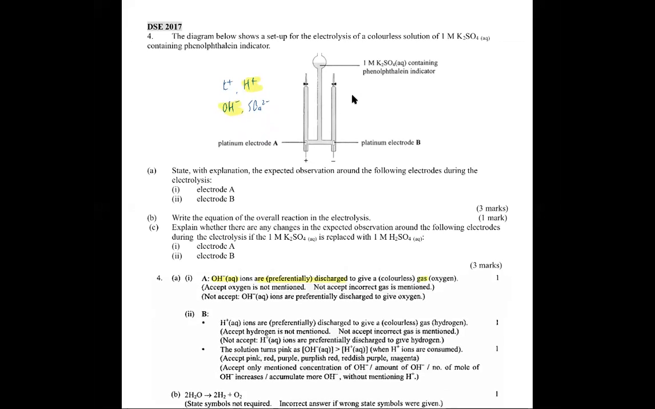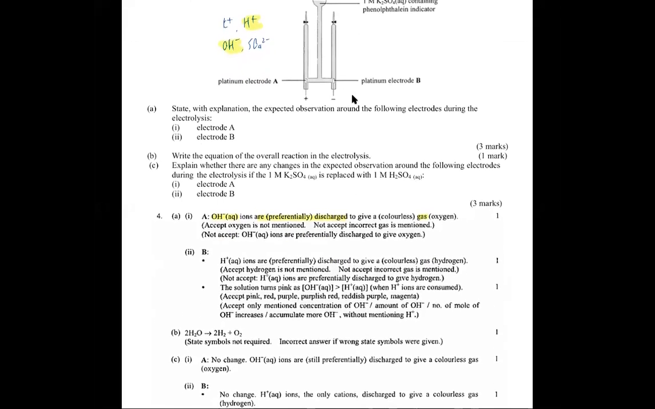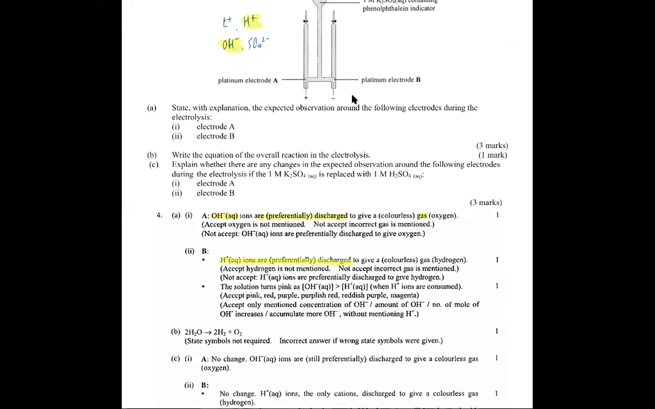Remember, for observation, we don't mention what substance is formed because we haven't tested for it. So normally we don't mention the name. And then for B, again, you need to first mention hydrogen ions are preferentially discharged to give the colorless gas.